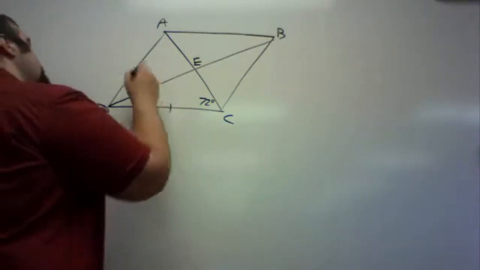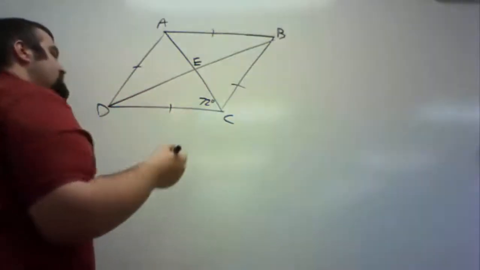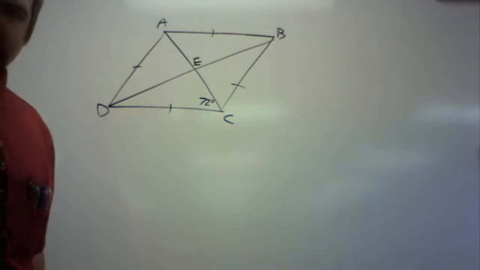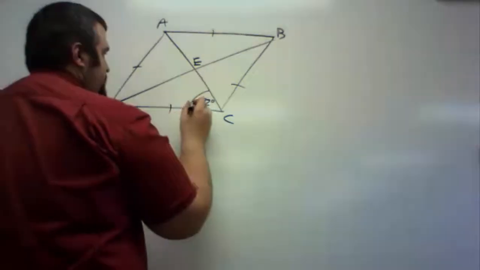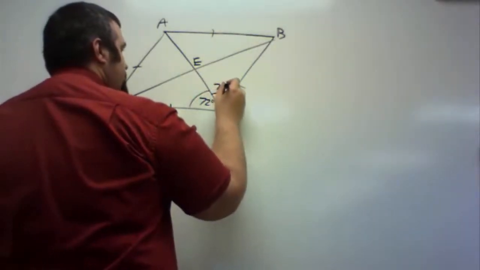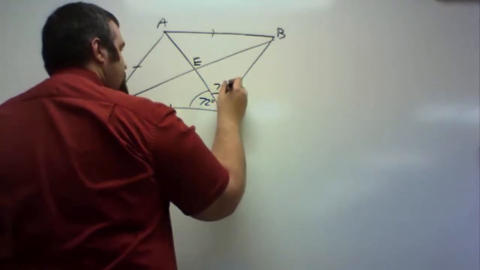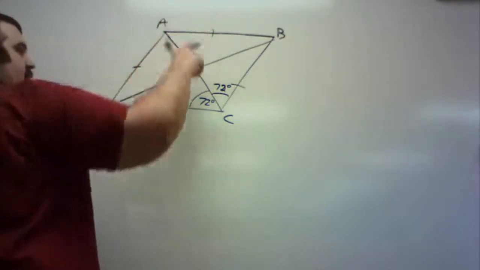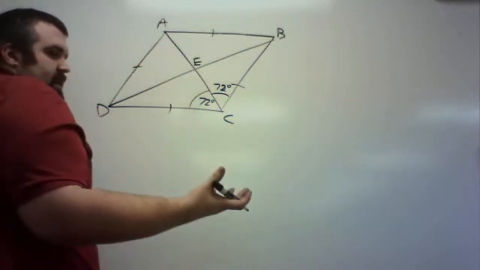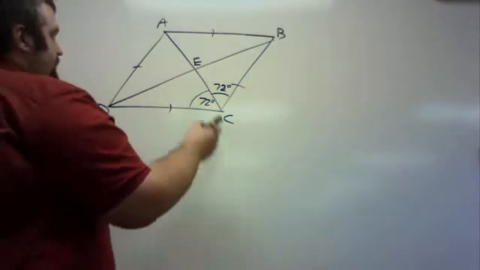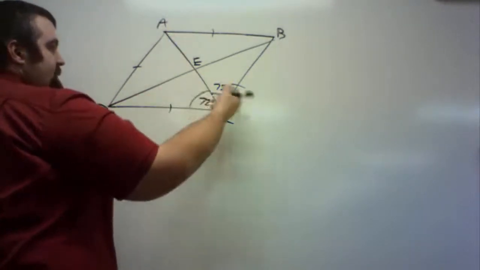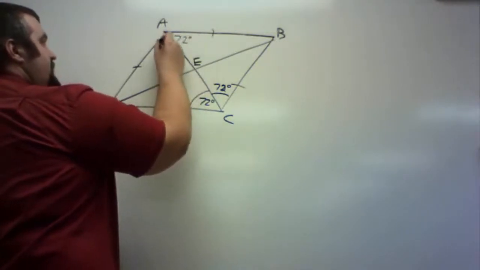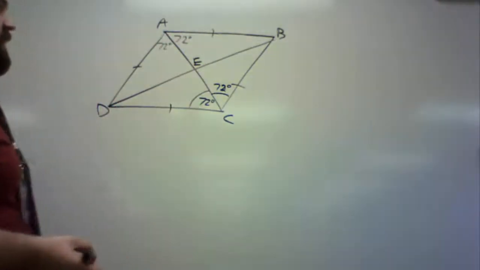Rhombus. So the angles are bisected by the diagonal. Or wait, the diagonals bisect the angles? So that means if this is 72, this is 72 degrees. And wait, these angles are congruent. The big angle and the big angle here are congruent because opposite angles of a parallelogram are congruent. So this angle has to be the same as this one, and it's also cut in half. So this ends up being 72 degrees also, and this ends up being 72 degrees also.